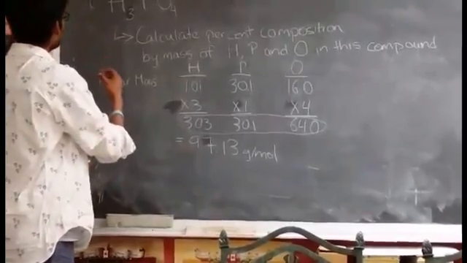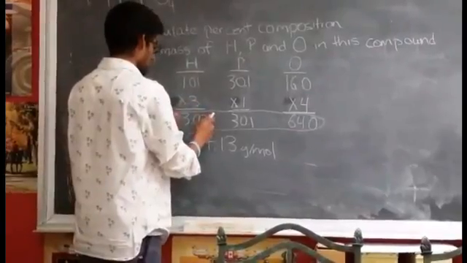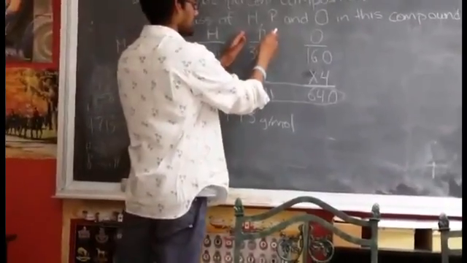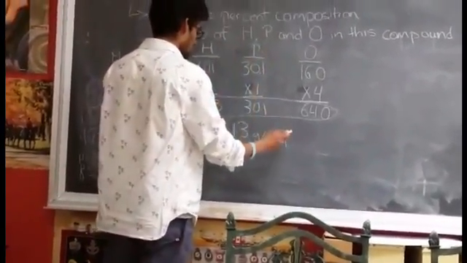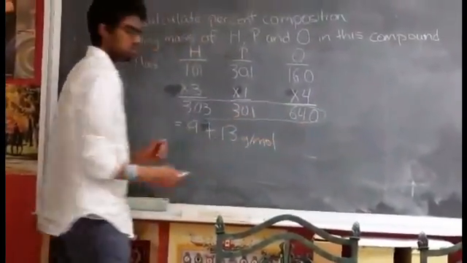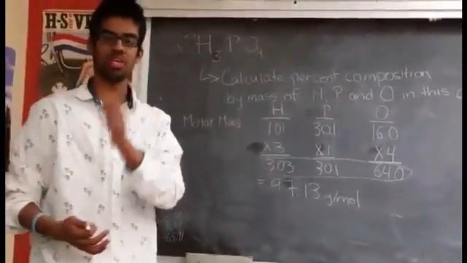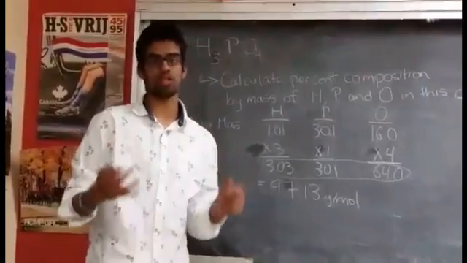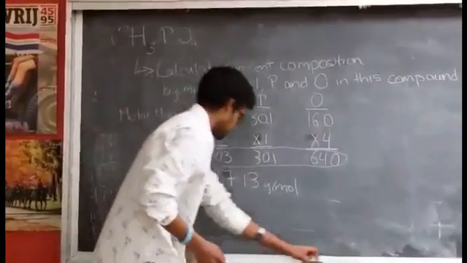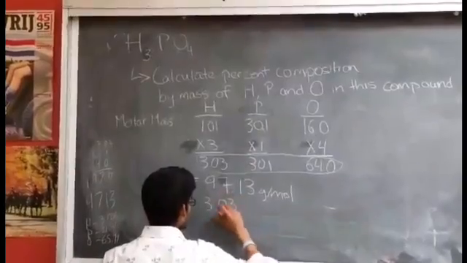Now, to find the percent composition, we're going to divide the hydrogen by the total molar mass. We're going to take phosphorus and divide it by the total molar mass. We're going to take oxygen and divide it by the total molar mass. From that we'll be able to find the percent composition of each individual element within phosphoric acid. We can start with hydrogen, so hydrogen is 3.03 divided by 97.13.